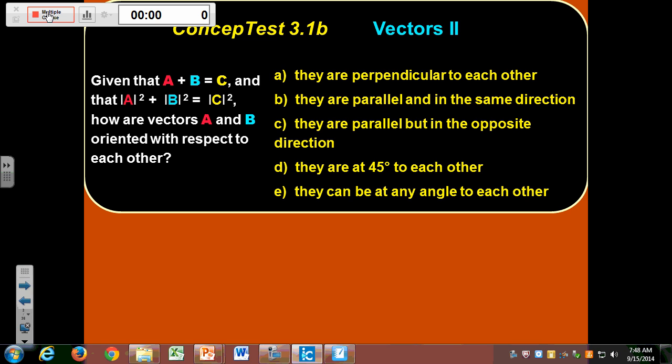All right, given that the vector sum of a plus b equals c, and that the magnitudes add up such that the magnitude of a squared plus b squared equals c squared, how are the vectors a and b oriented?